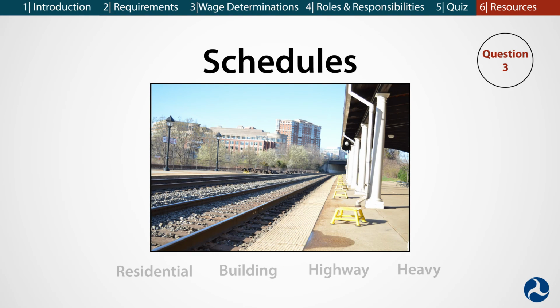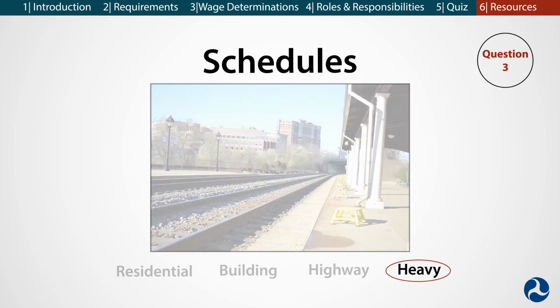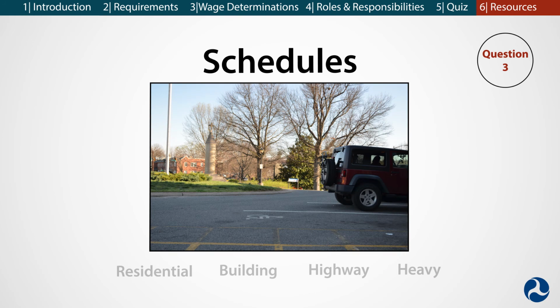In the third image, we have the construction of a mainline track. Heavy construction is the catch-all category that includes projects generally of a public works nature. The construction of a mainline track would classify as heavy construction. Finally, we have the construction of a parking lot at a rail station. As we noted before, parking lots are classified as highway construction.